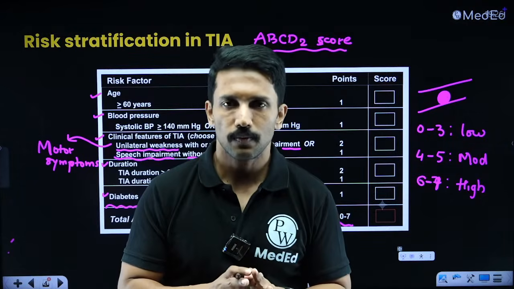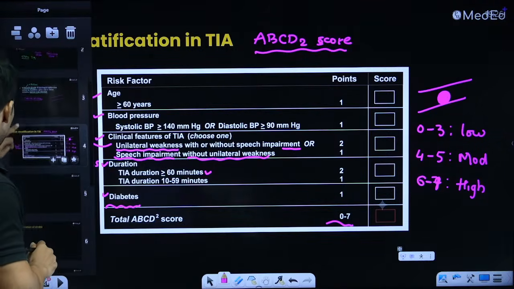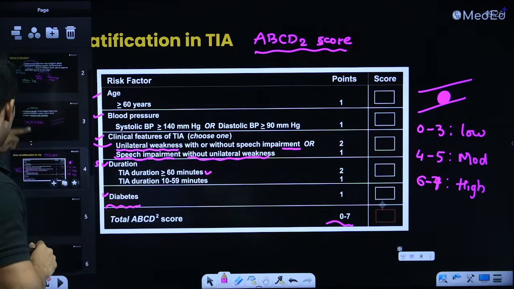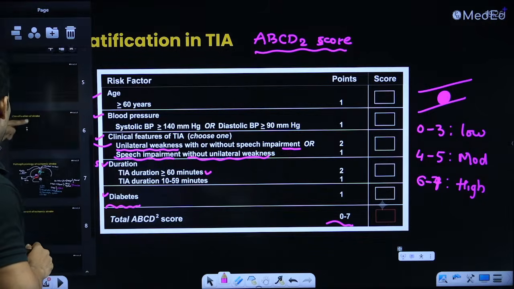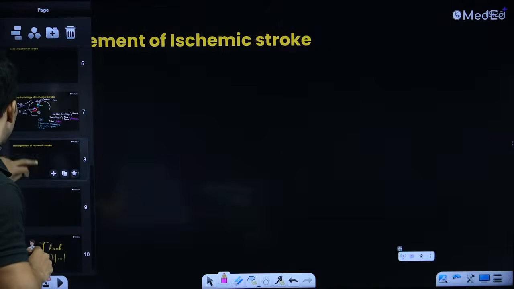Clear? Okay. So now having understood what is TIA and what is stroke, let's go back to the stroke pathophysiology that we were talking about. We'll understand the classification of stroke and then I will take you through the stroke pathophysiology.